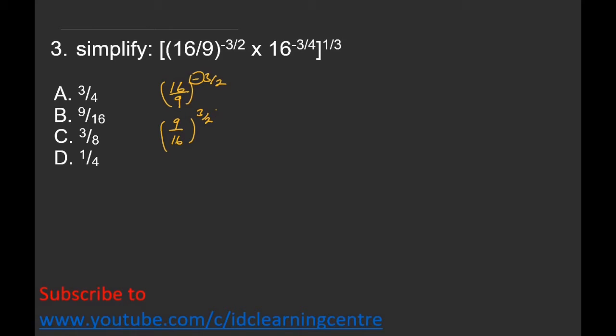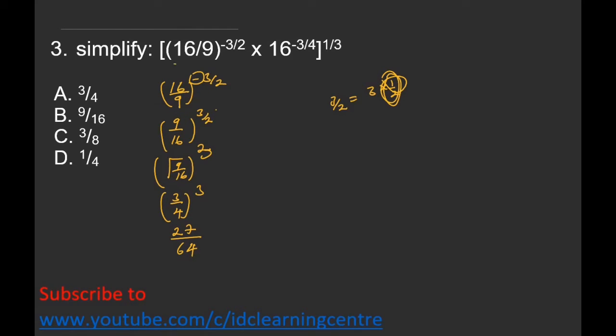Now, a number raised to the power of 1 over 2 means the square root of the number. So for 1 over 2, note that 3 over 2 is the same as 3 times 1 over 2. So solving this part, we have the square root of 9 over 16, but still we have the power of 3. We've only solved this. So square root of 9 over 16 is 3 over 4, so raised to the power of 3. 3 raised to the power of 3 is 27, and 4 raised to the power of 3 is 64.